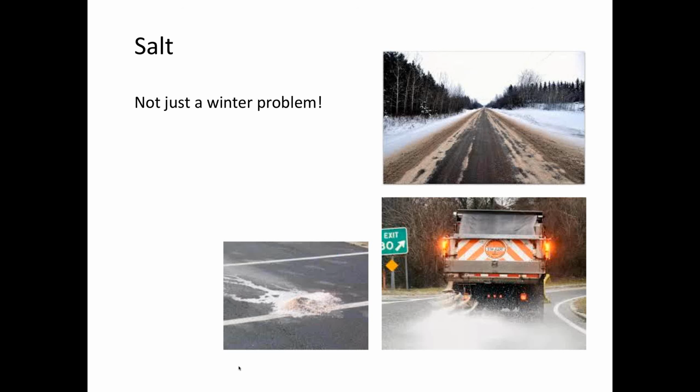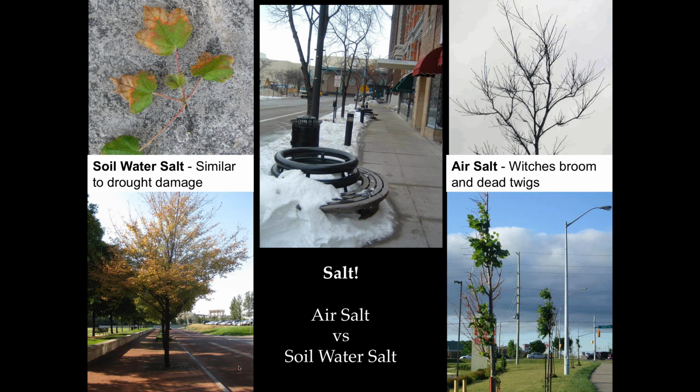The dry parts of the Southwest have salt problems, which are caused by different reasons. When we start talking about salt, we have to understand that there are two kinds of salt impacts on plants. And one is soil water salt, where the salt is put down on the ground, or however it gets there. It is dissolved into water, gets transmitted into the soil, and begins to affect the root system of the tree.